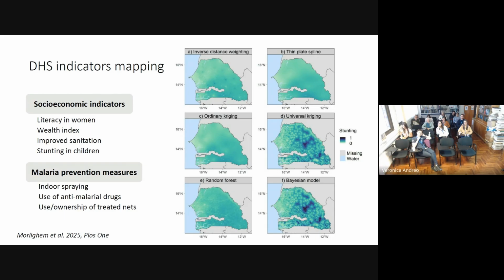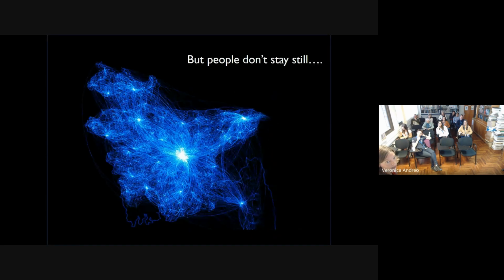But it was quite interesting to see that according to the indicator, the best method is not always the same, and sometimes the simplest method is better than complex ones. Okay, last thing regarding the vulnerability part, it's also the movements, because all that I showed until now is for static population, but of course people move.